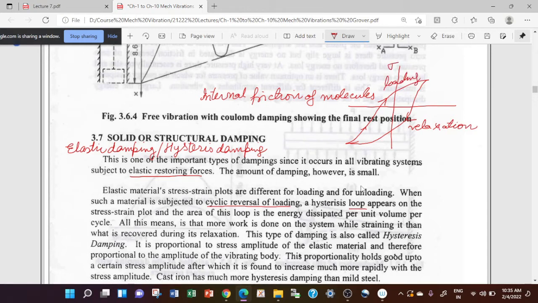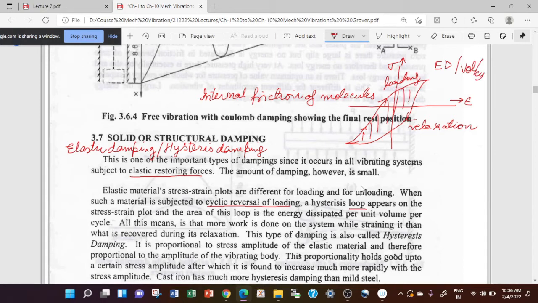This is your stress on the y-axis and this is your strain. So it indicates that when we load the material, you are doing more work than what you will be recovering when you unload the material in a cyclic load. And the area under this loop is nothing but the energy dissipation by the material in one cycle, per volume of the material per cycle.